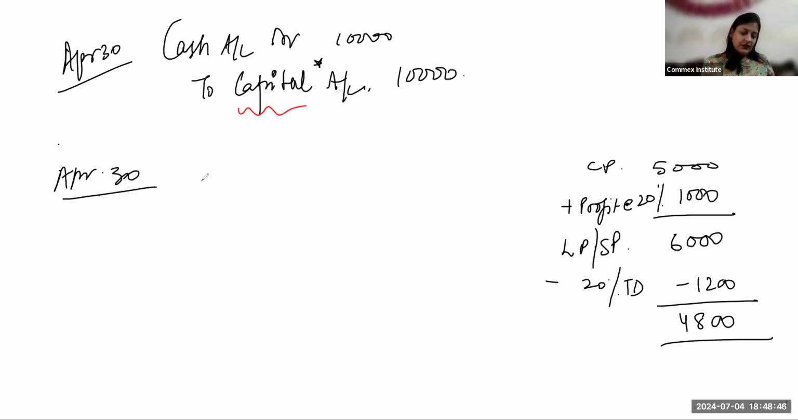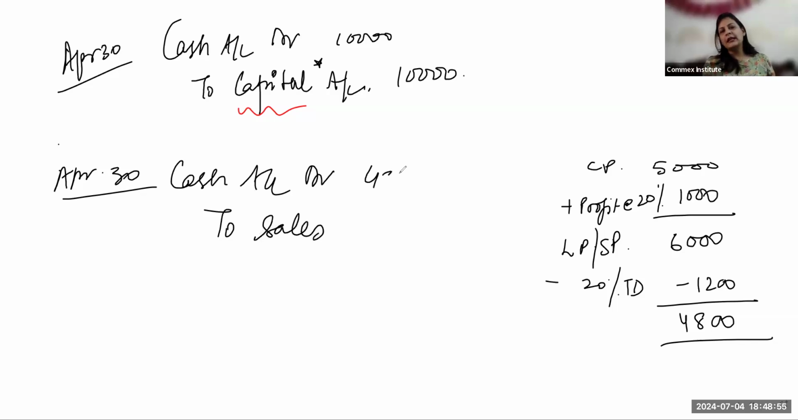So we have the entry of the sales, and these are the entries made for cash. So cash account debit to sales, and the amount will be 4,800. These are the type of questions we've already done, right? So don't make mistakes in these.